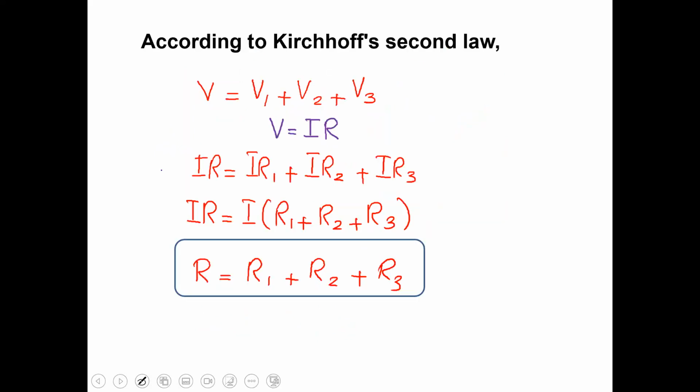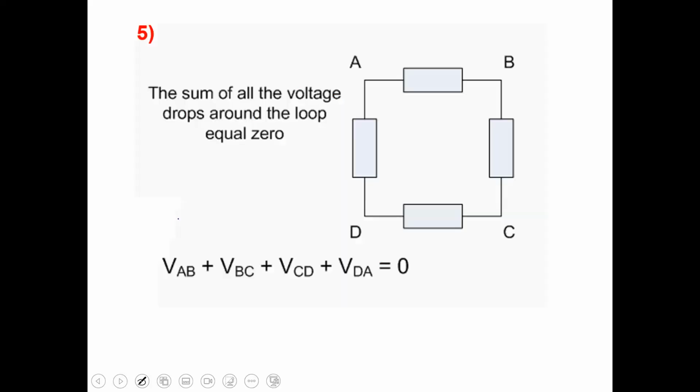Now, according to Kirchhoff's second law, V is equal to V1 plus V2 plus V3. This time, current is the same. So we take current common and cancel it. This is the derivation for resistors in series.